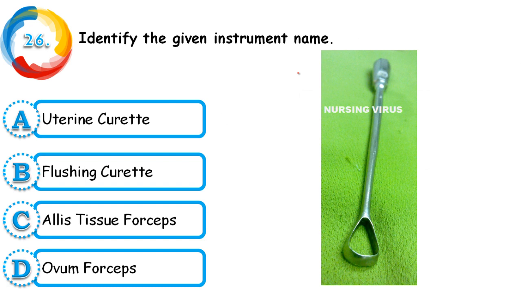And 26, identify the given instrument name. Options are uterine curette, flushing curette, Allis tissue forceps, ovum forceps. The correct option is uterine curette. So that is mainly a single-sided uterine curette.